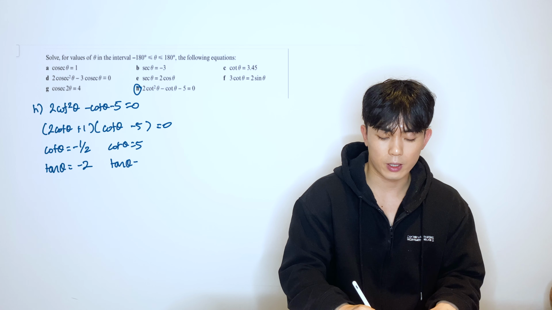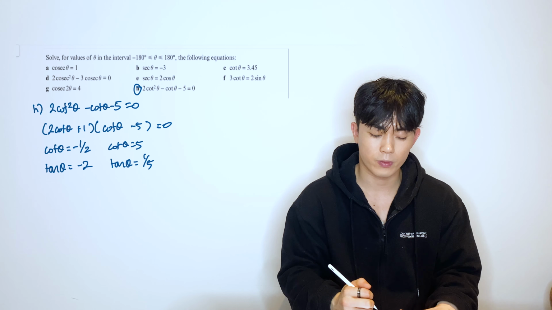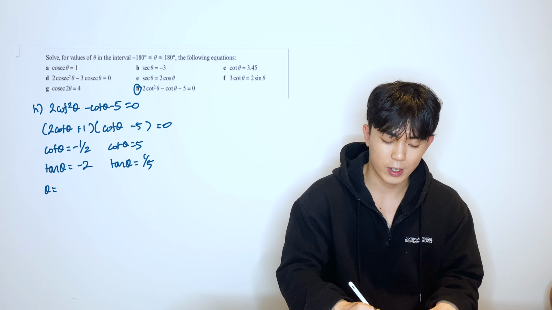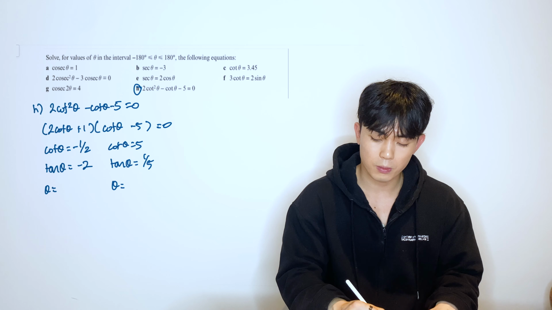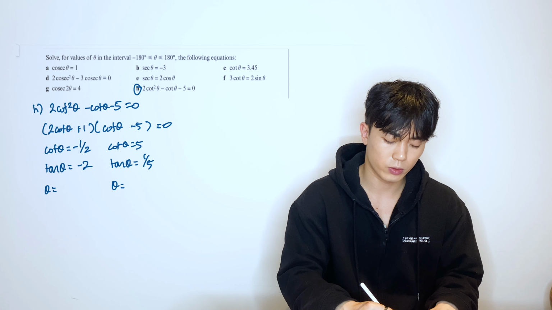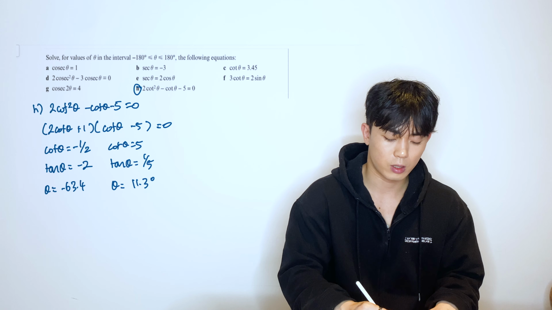And tan theta is 1 over 5. Because tan is 1 over cot, right? So I can flip both of them upside down. And from here, I can work out my theta values respectively. Right? So this is going to be minus 63 over 4. And this is going to be 11.3 degrees.